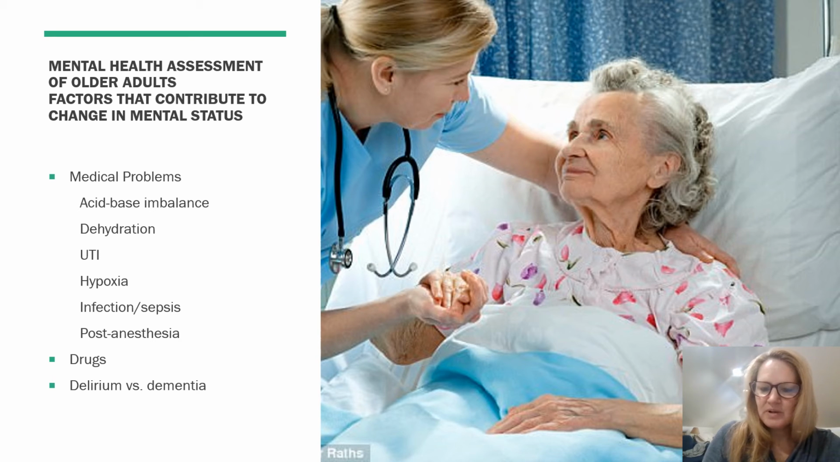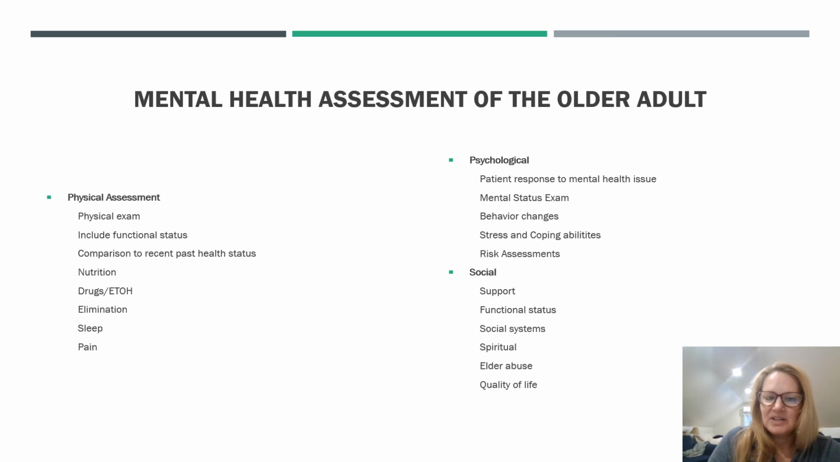It holds true in other populations. Alcohol and drugs can cause some interesting behaviors and mental health issues, paranoia and delusions and all of that. So it's a consideration in all populations, but the elderly population is more prone to some of those medical issues. So this is just different ways we do our physical, psychological, and social assessments of an older adult.